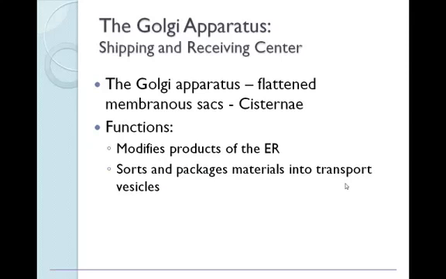The next region of the endomembrane system is the Golgi apparatus. In the electron microscope, it looks like a series of flattened sacs called cisternae. The Golgi apparatus can be thought of as the shipping and receiving center of the cell, a sort of UPS or FedEx distribution center. In this case, the Golgi receives packages or vesicles containing proteins made in the rough ER. The Golgi then modifies these proteins and sorts and packages the proteins for distribution to transport vesicles.